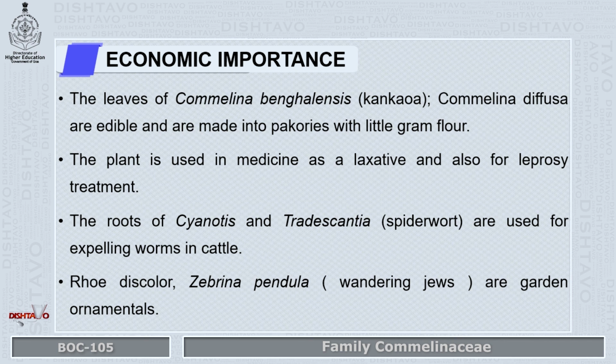The leaves of Commelina bengalensis, that is Kena, and Commelina diffusa, both are edible and made into pakoras by adding a little gram flour. The plant is used in medicine as a laxative and also for leprosy treatment. The roots of Cyanotis and Tradescantia are used for expelling worms in cattle. Rhoeo discolor and Zebrina pendula are garden ornamentals.